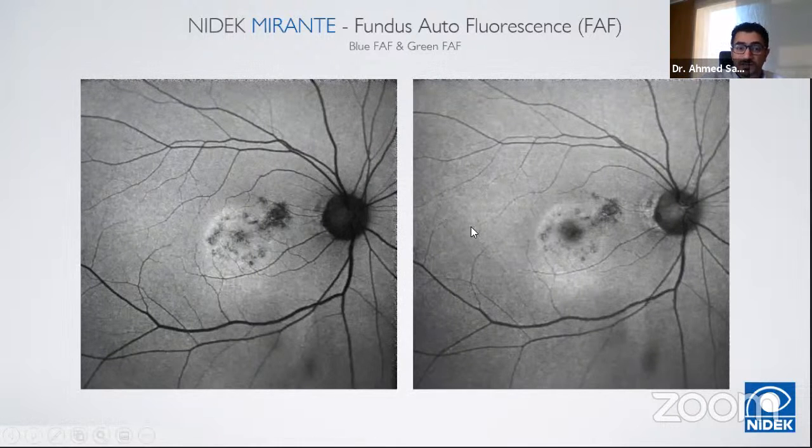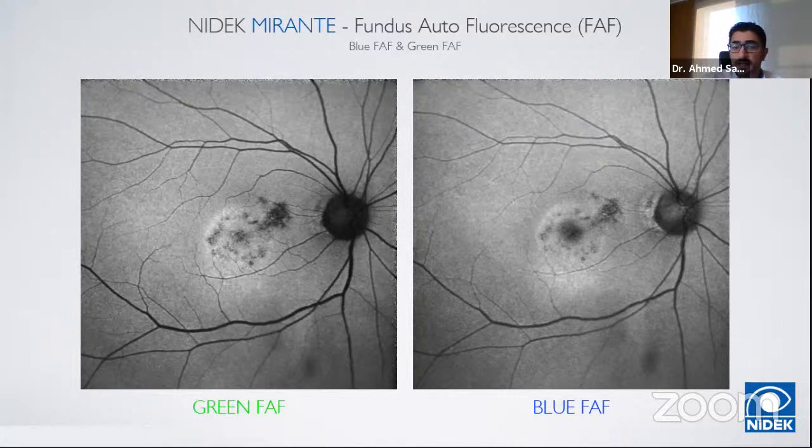Another example here, we can see the pictures. If you can guess which one is green and which one is blue, definitely this one will be the green, because we can see that the macular area is more clear, and this one is taken by the blue laser because the macular area is more dark, and the opposite is the case for the optic disc. And definitely the angle of coverage for the image is exactly the same as the color image.